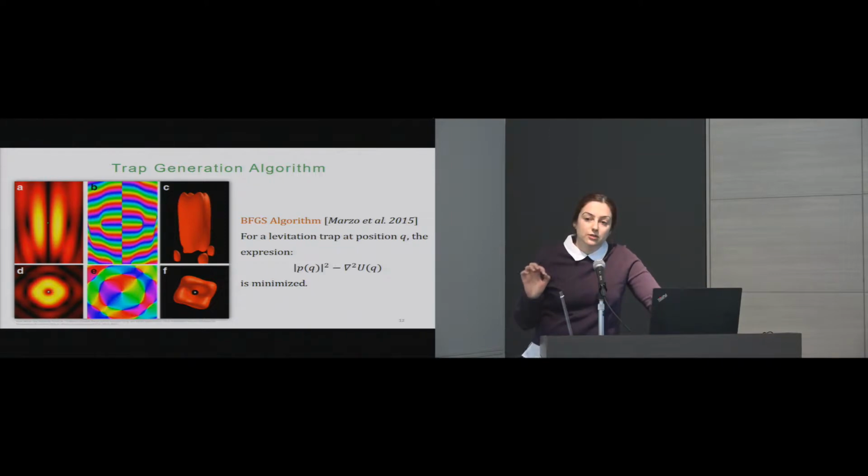So to generate a trap at a specific point in the acoustic field, we optimize the parameters for the transducers in such a way that at this point we have maximum acoustic force and minimal pressure in order to have a greater stability of the particle.